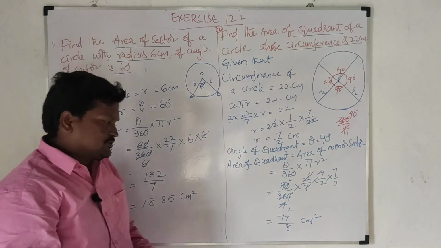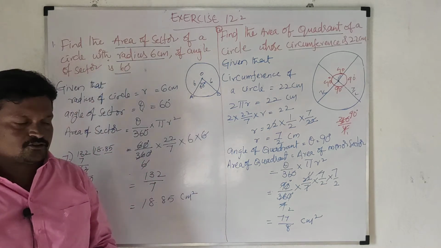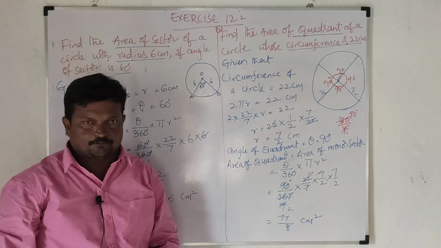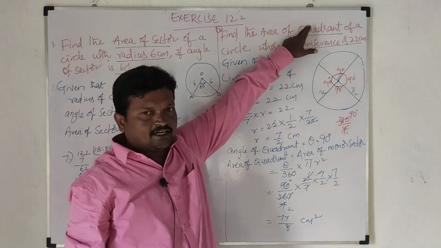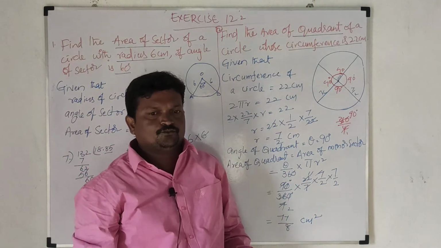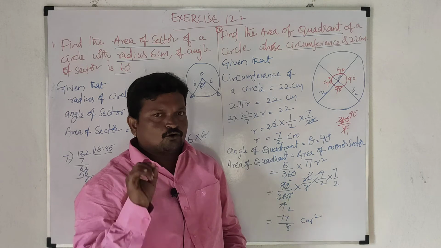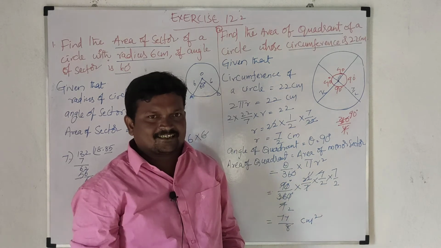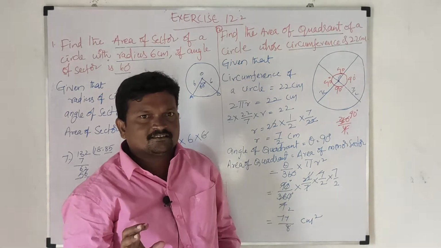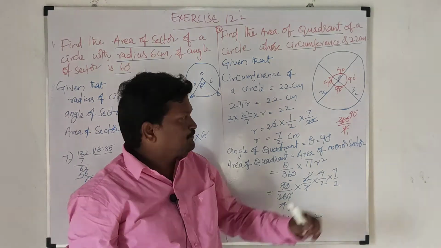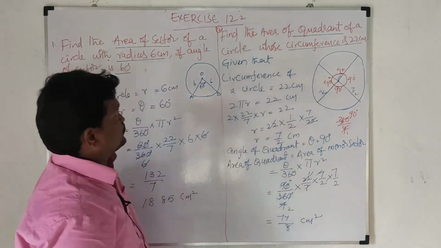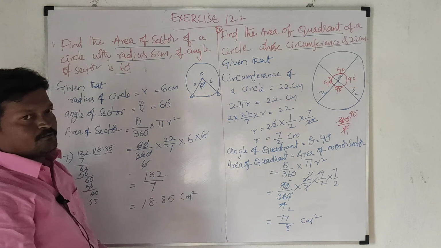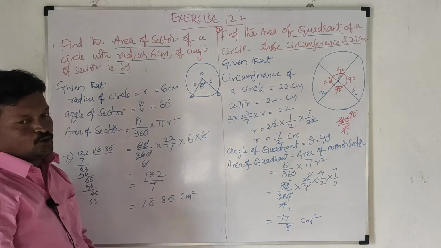Okay. If you change this into decimals also, no problem. Otherwise let it be, no problem. Like this we have to find the area of the quadrant. You should simply remember one thing: a quadrant is also a sector, but in a quadrant the angle is always 90 degrees. So these two are the first and second problems from exercise 12.2.